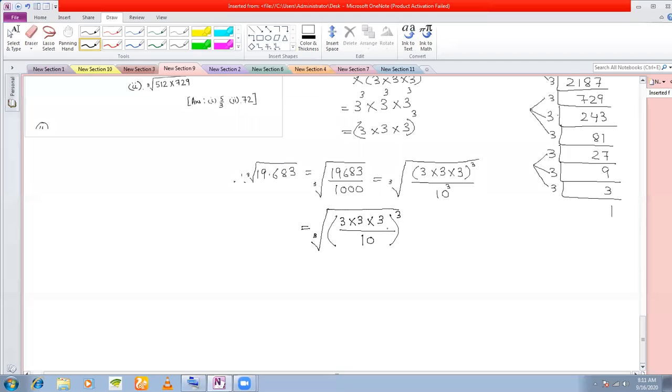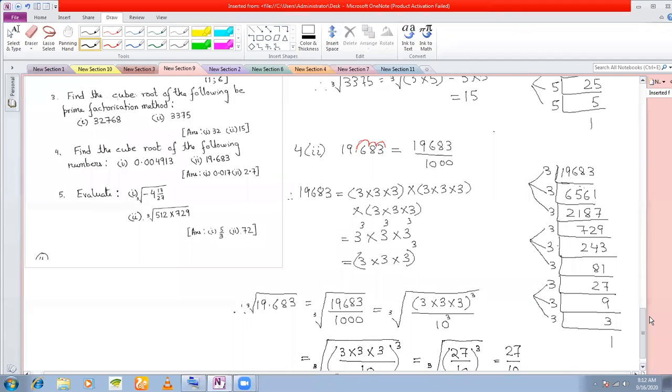So this is the cube root of a fraction. What is the fraction? 3 into 3 into 3 divided by 10 whole cube. So this is cube root of 27, 3 into 3 into 3 is 27, divided by 10 whole cube, which can now be written simply as 27 by 10, which is 2.7. So the cube root of this is 2.7. Let us move on to the next one, 5.1.